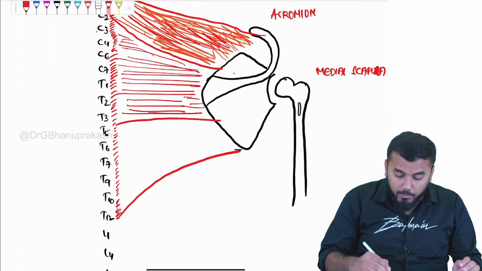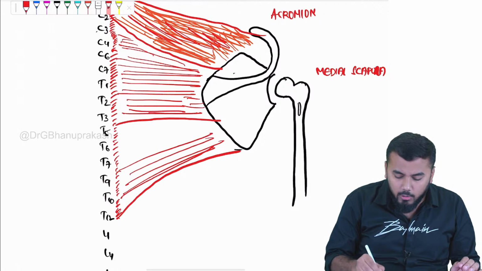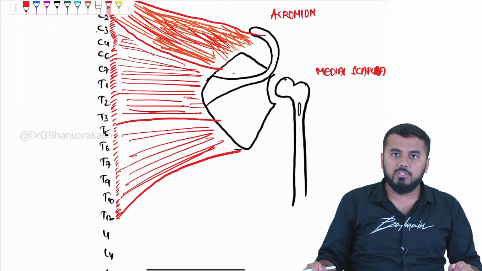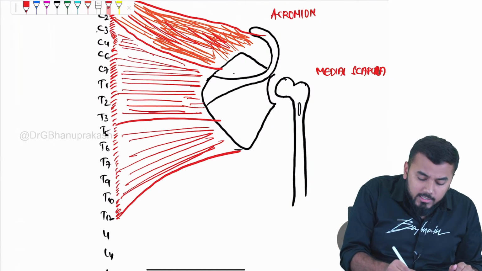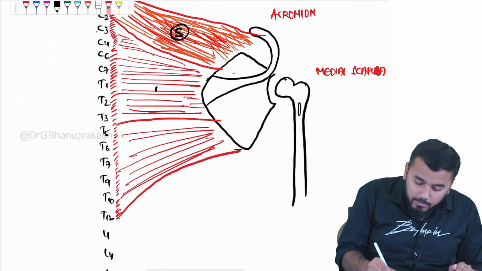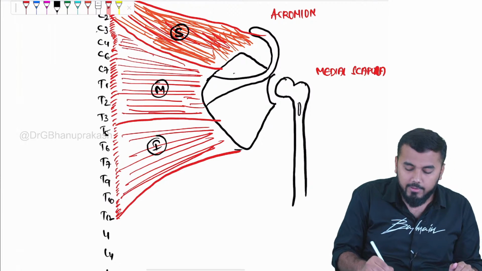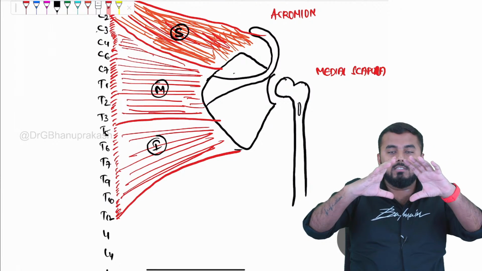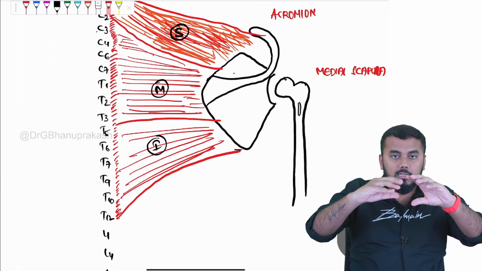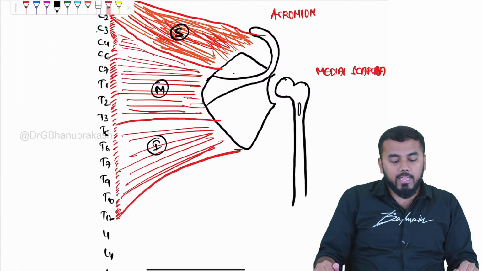And the inferior group of fibers are attached to the inferior angle of scapula. So what are these fibers? Superior fibers, middle fibers, inferior fibers. All three fibers together, I call it the trapezius muscle. So why are you telling me this?